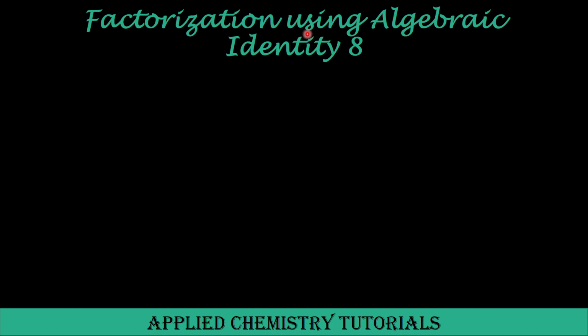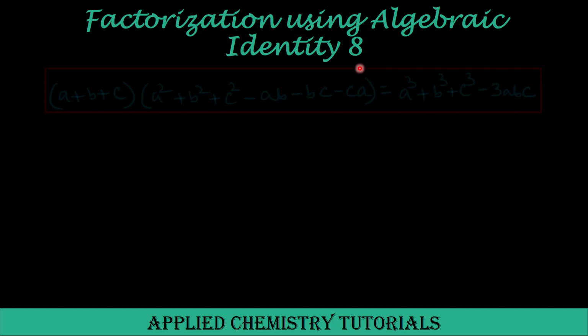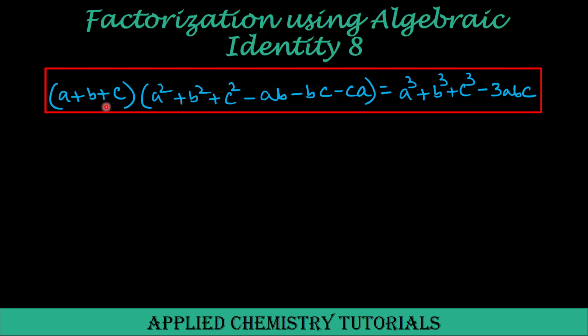Finally, we are going to talk about factorization using algebraic identity 8, which is (a plus b plus c) whole multiplied by (a square plus b square plus c square minus ab minus bc minus ca), which equals a cube plus b cube plus c cube minus 3abc. Now let us take an example to see how we can have an algebraic expression similar to a cube plus b cube plus c cube minus 3abc, and how we can factorize it in the given format mentioned here.